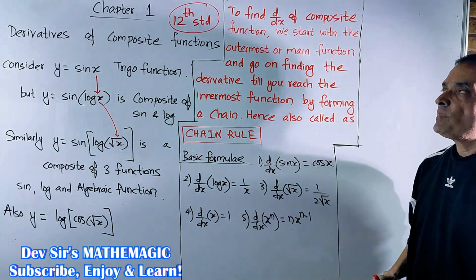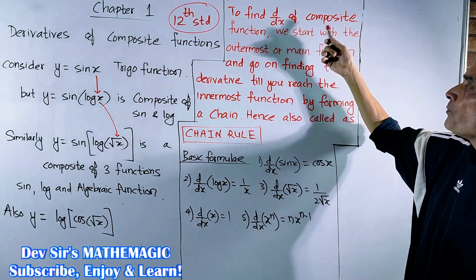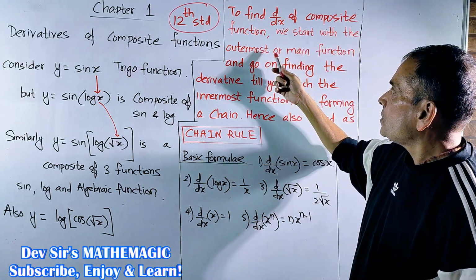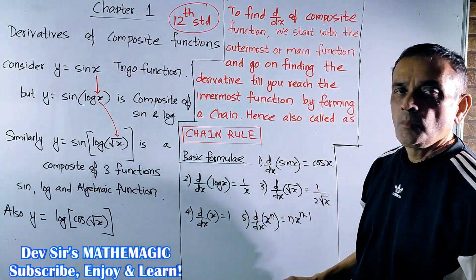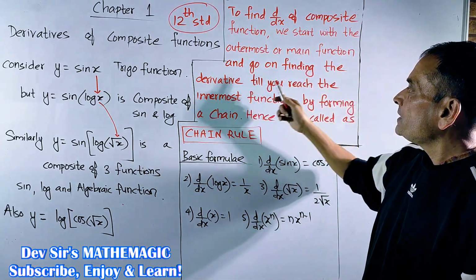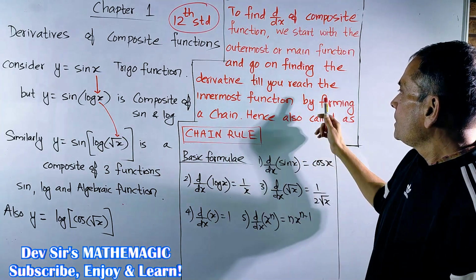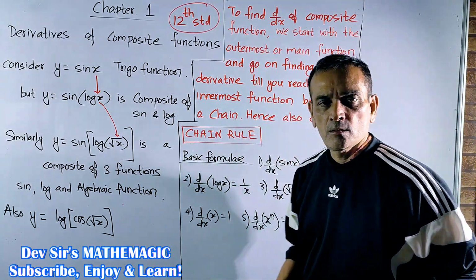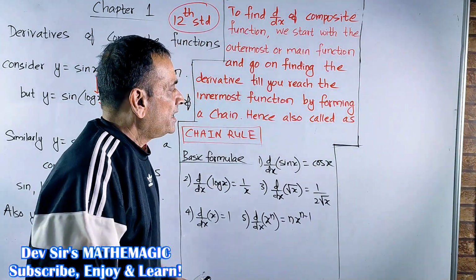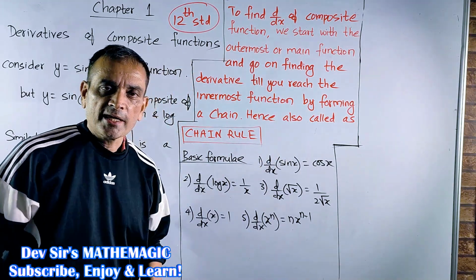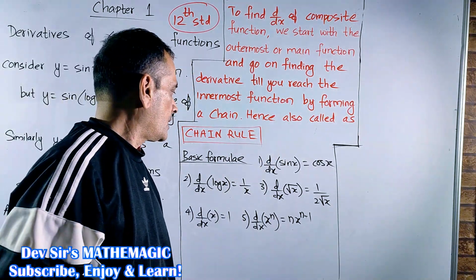To find d by dx of a composite function, we start with the outermost or main function and go on finding the derivative till you reach the innermost function by forming a chain. Hence it is also called as chain rule. देखेंगे एक्चुअल क्या होता है.